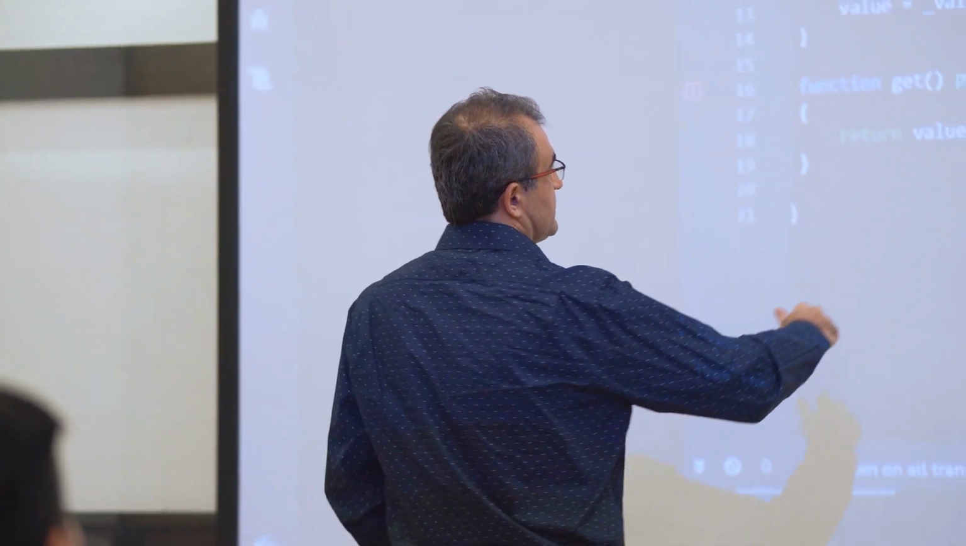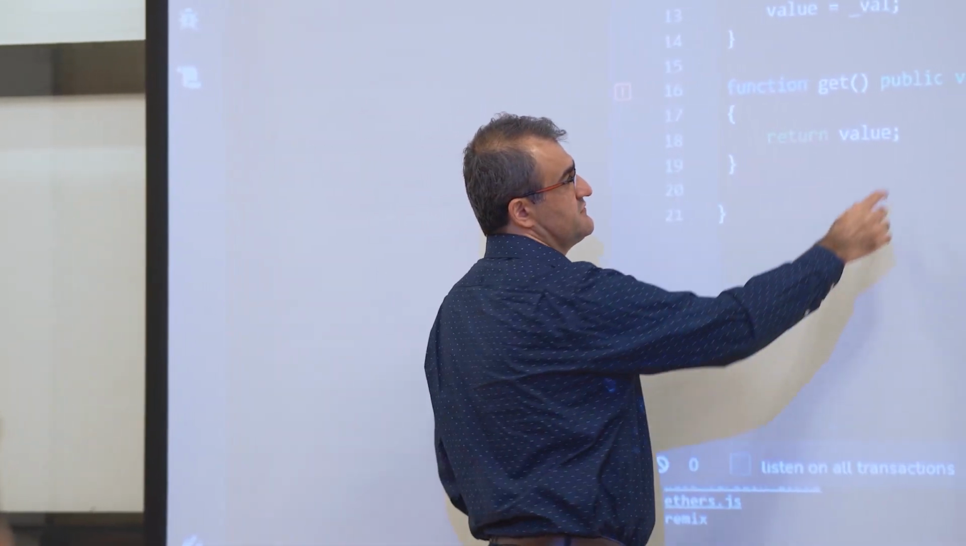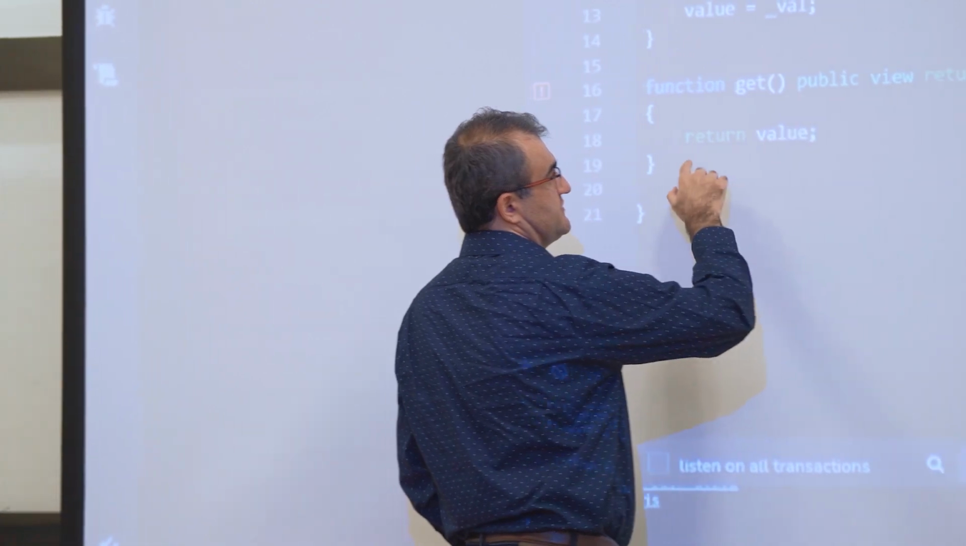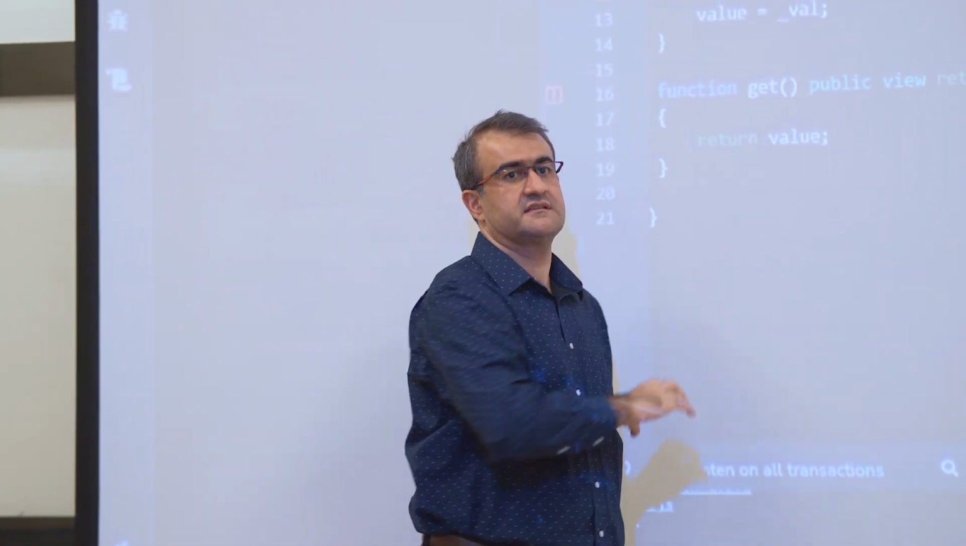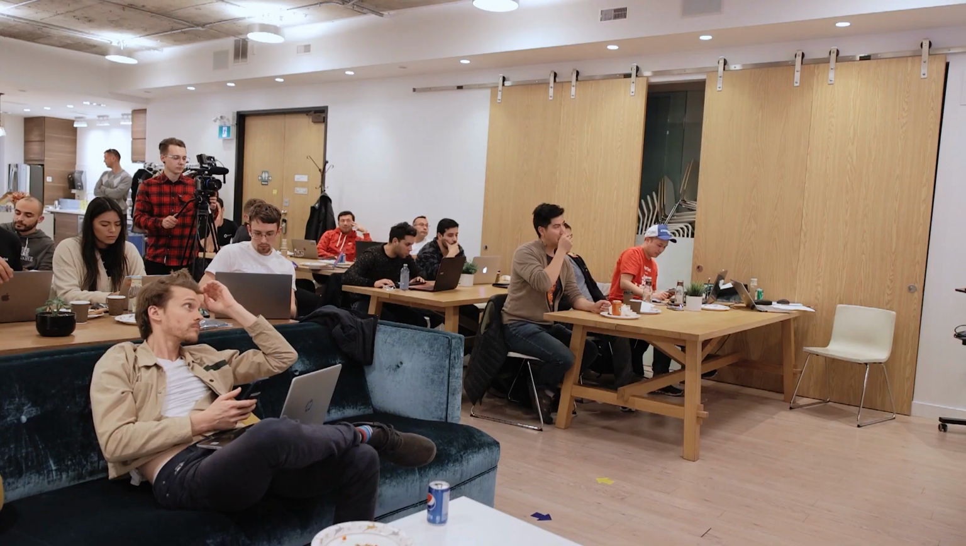The view is a type of function, and we can use the view word when you use this function. It tells that you cannot change the state of the variables inside this function. If you change something, we get an error.